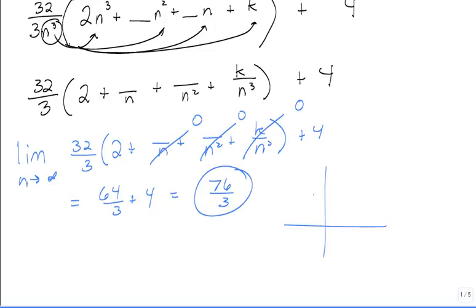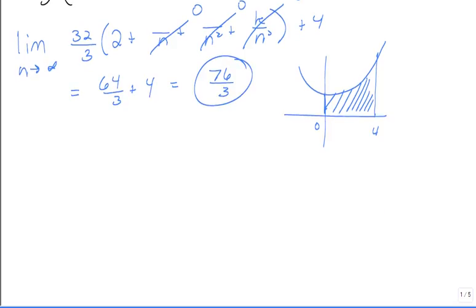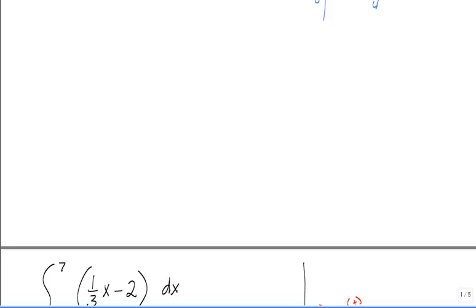Let's draw a picture of x squared plus 1 from 0 to 4. Since the function's positive, that's going to be the area under that curve, 76 thirds. Okay, so that's how you do it using Riemann sums. And the last thing I want to talk about are some properties of integrals. I'll show you how to use those in the homework.